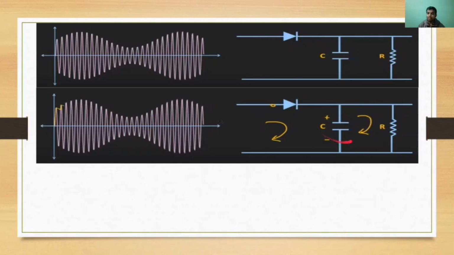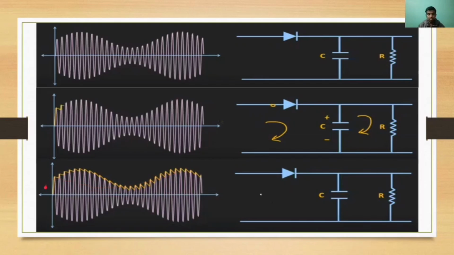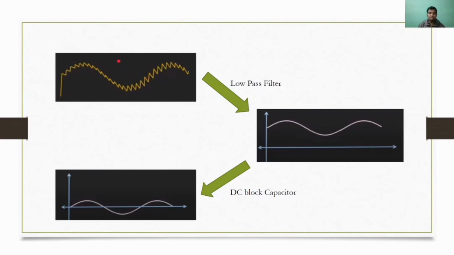And again after some time the voltage across the capacitor increases, so this diode becomes reverse biased, and again the capacitor discharges through the resistor, which can be shown by this downward slope. And it will keep happening, and this type of waveform will be attained. In the yellow marker we can see the obtained waveform. Now this is our output after passing through the envelope detector circuit.